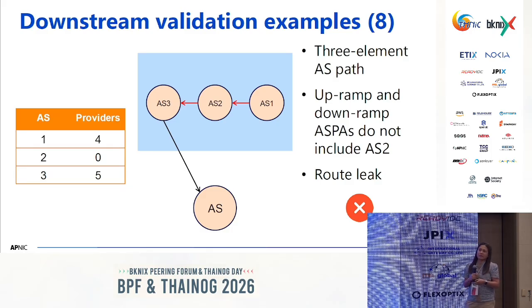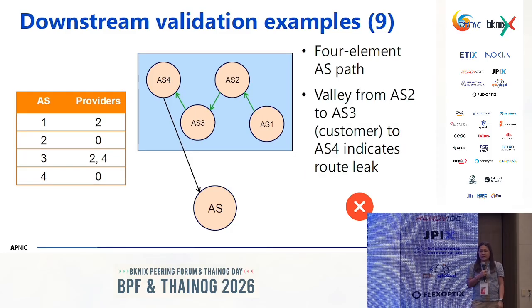All right, so far in the last few examples, we have seen both valid and unknown examples. But what about invalid? Here is an example, similar to the previous one. However, in this case, both AS1 and AS3 issued an ASPA that does not include AS2 as its provider. So as you can tell from this case, the relationship between AS1, 2, and 3 is now unclear. Therefore, there is a high possibility that there will be a route leak in this case, so it is invalid.